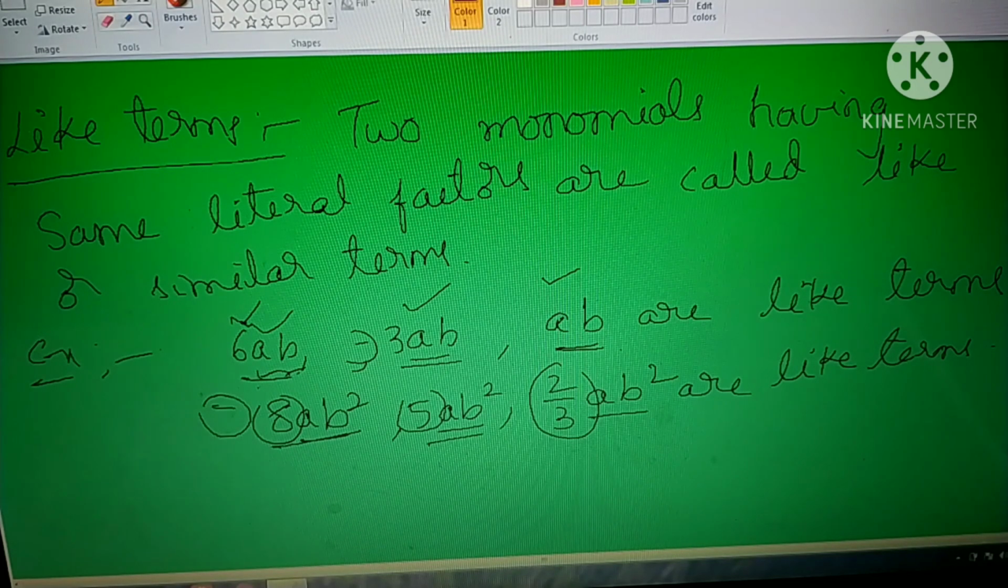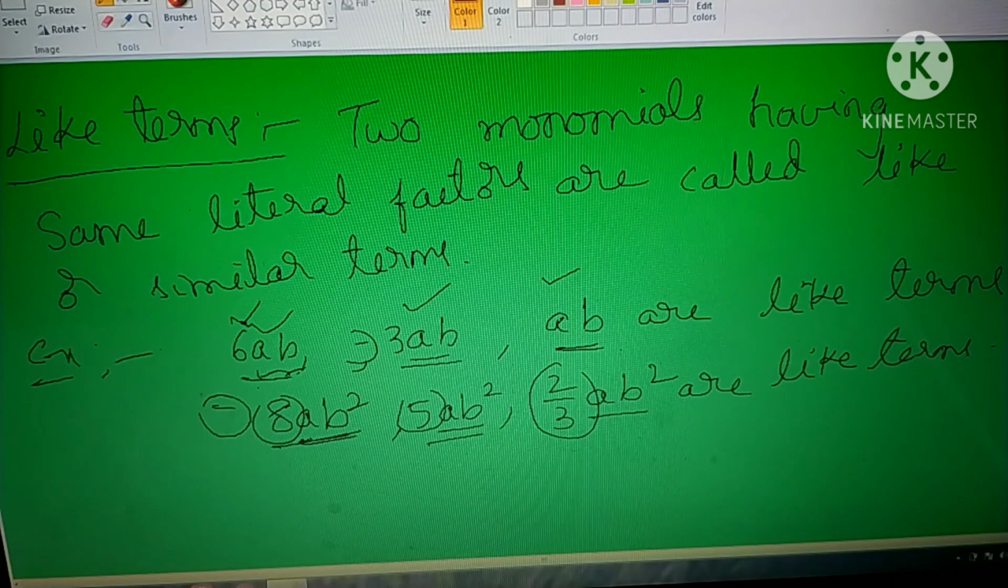Now, understood what a like term is? Two monomials having the same literal factors, the same literal quantity. That means we must have the same literal factors; then the terms will be called like terms. If we don't have the same literal factors, then we call those terms unlike terms. Like terms means having the same literal factors. Unlike terms means having different literal factors.